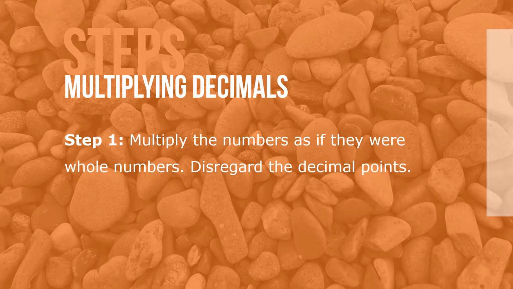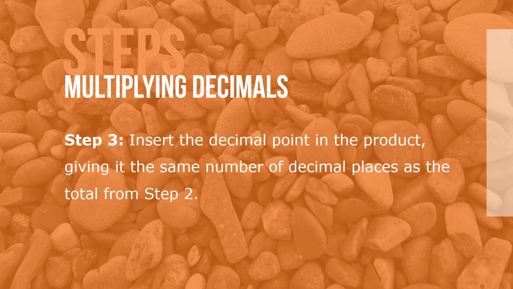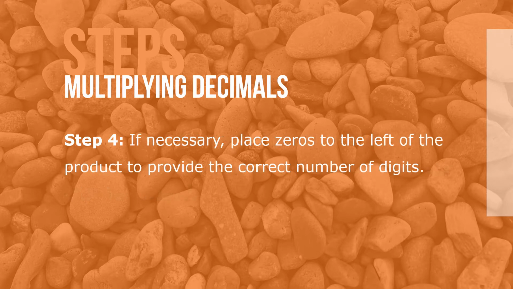Here are the steps for multiplying decimals. Step 1. Multiply the numbers as if they were whole numbers. Disregard the decimal points. Step 2. Total the number of decimal places in the two factors, the multiplier and the multiplicand. Step 3. Insert the decimal point in the product, giving it the same number of decimal places as the total from Step 2. Step 4. If necessary, place zeros to the left of the product to provide the correct number of digits.